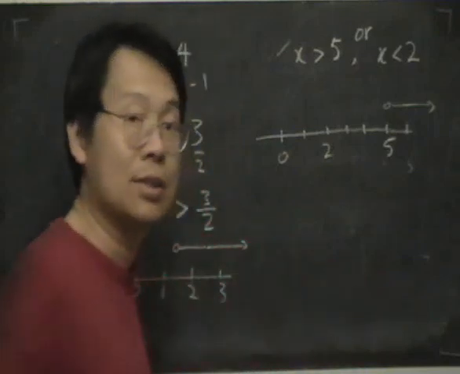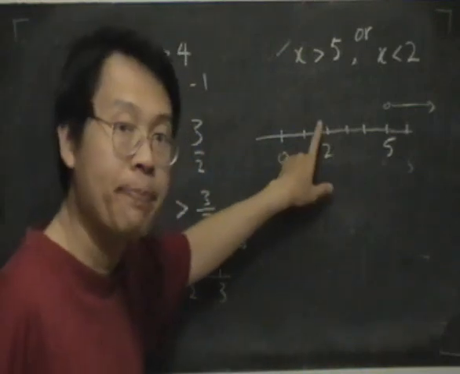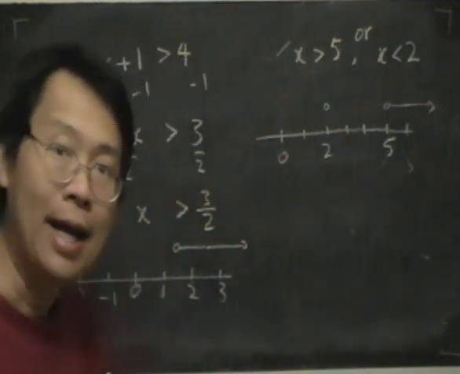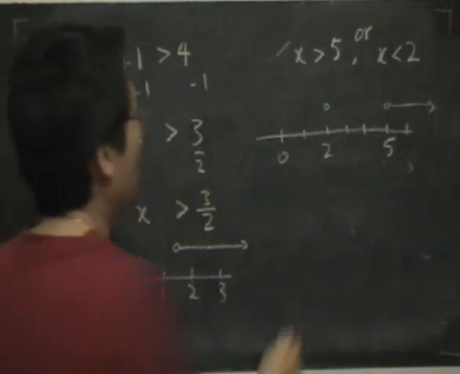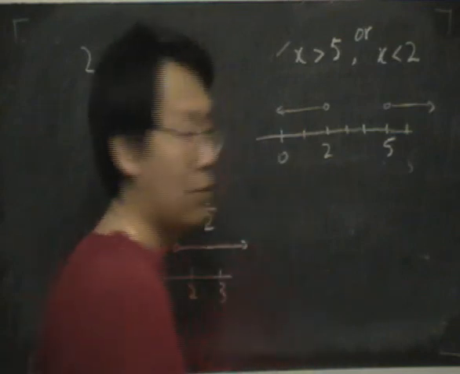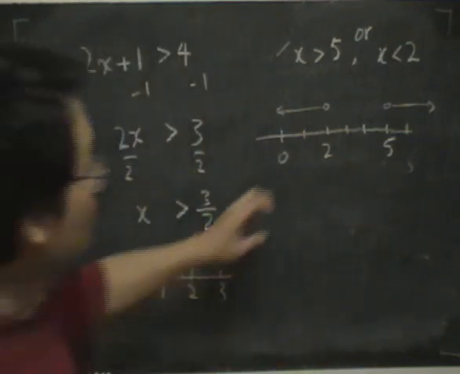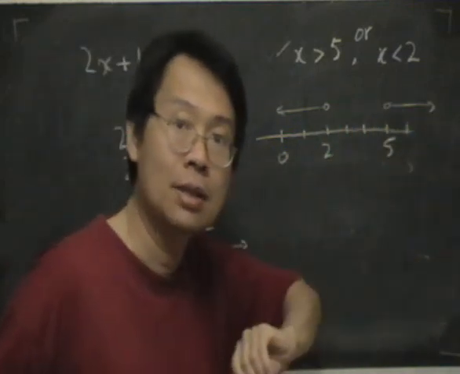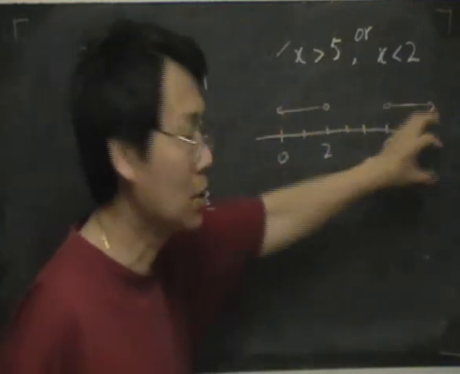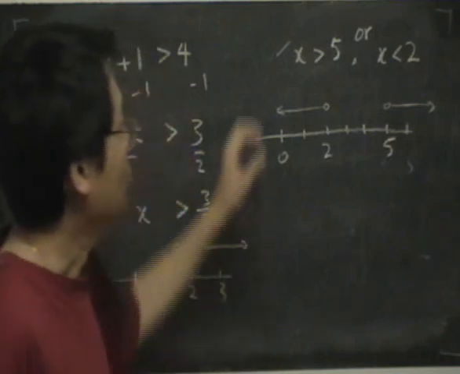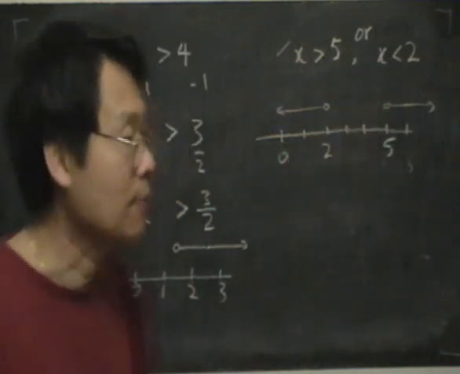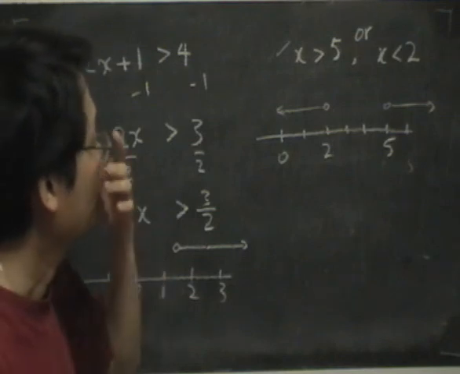How about x less than 2? Now 2 is there. That's 2. And numbers less than 2 are to the left of the number line. So x can either be here or there. So this shows the possible values of x when you have the two inequalities together.